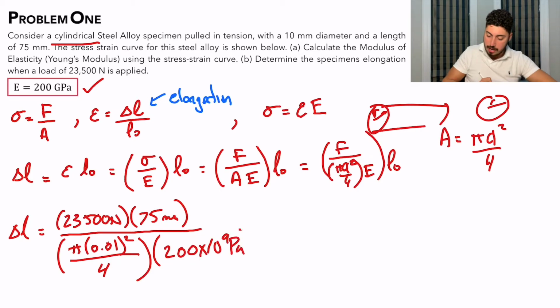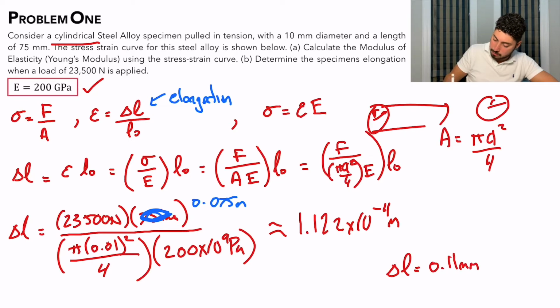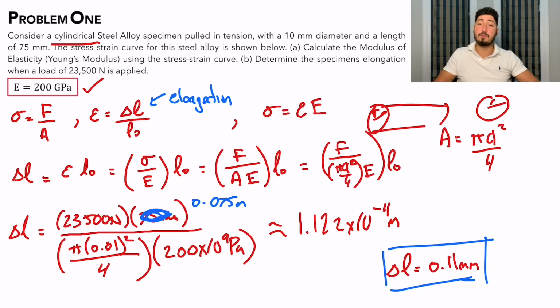Now, we want to be consistent with all of our units. So that's newtons, meters, and pascals. So what we should do is change this value here to 0.075 meters. And that's going to yield a result in meters as well, and then you can convert that to millimeters. So that's going to equal approximately 1.122 times 10 to the minus 4 meters, or we can simply write our elongation is approximately equal to 0.11 millimeters. And that will be the final answer to part B of question 1.